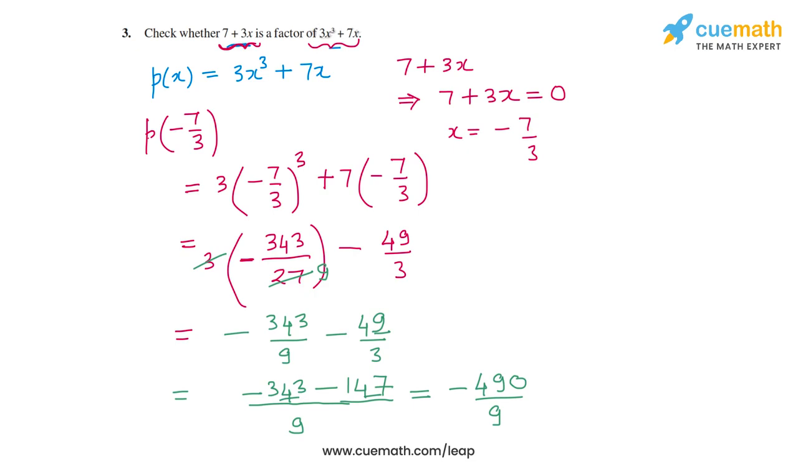You could also have guessed at the answer by looking at 3x cube plus 7x. If you take out a factor of x common from this, you are left with x times 3x square plus 7. So there's no way 3x square plus 7 can have a factor of 3x plus 7. So just by looking at the polynomial, you could have arrived at the answer, but what you were expected to do was to use the remainder theorem or the factor theorem and find out the value of p of minus 7 by 3. So that finishes the third question.